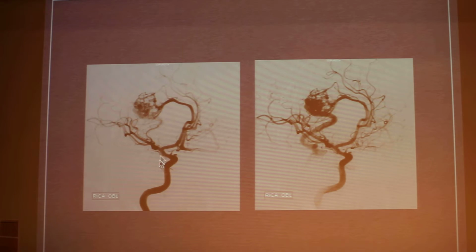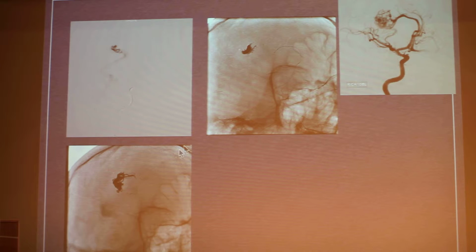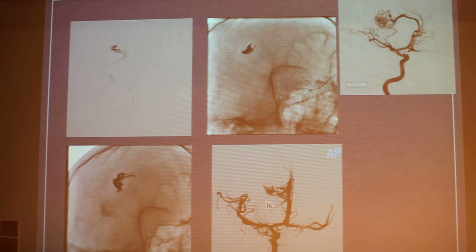So just two examples. This is a brain AVM. You see the malformation here supplied by the ACA, drains into this early draining vein. You bring your microcatheter here, it goes all the way here. You see you inject, you see part of the nidus. You inject the onyx, it fills this part. You inject more, it fills more of the nidus. And on this diagnostic angiogram, you see that the upper part of the malformation is gone.